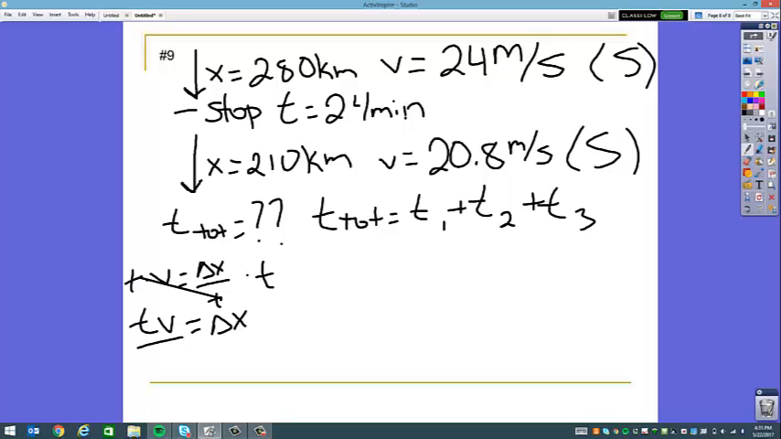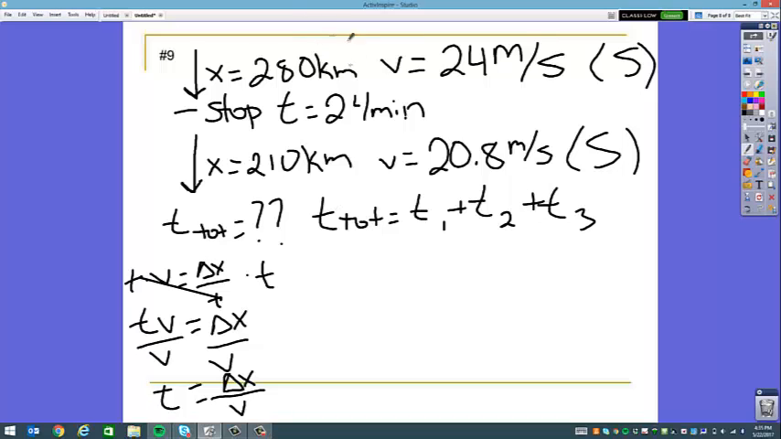So then I can divide by V and get T is equal to delta X over V. This is again what I'm talking about, showing your work. Show me all of these little steps. If you look at your distance, though, look at your units. Okay, you're not in the same units.